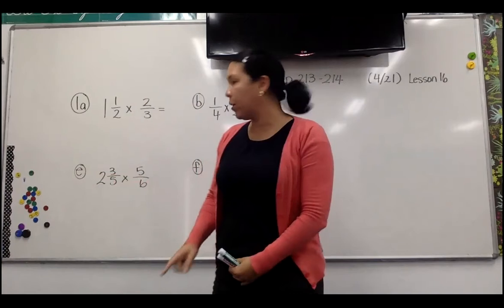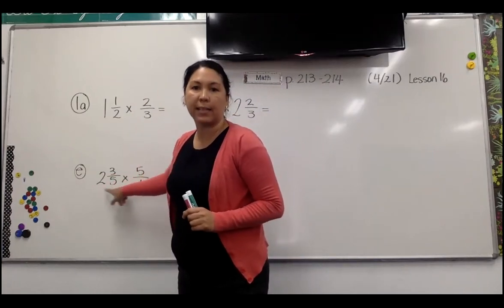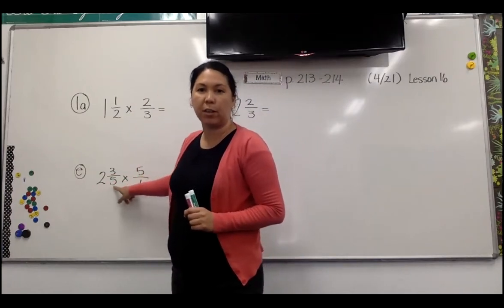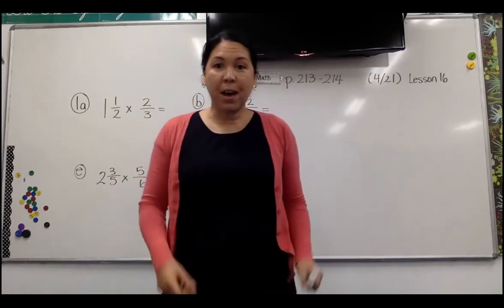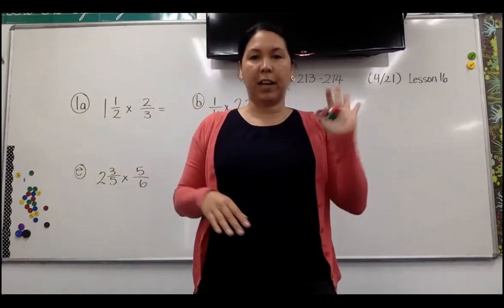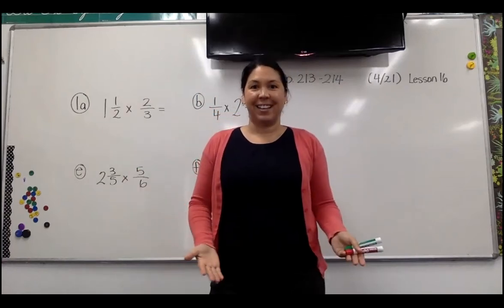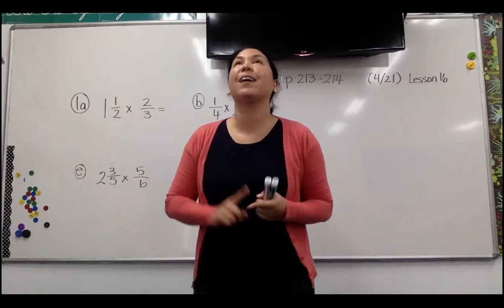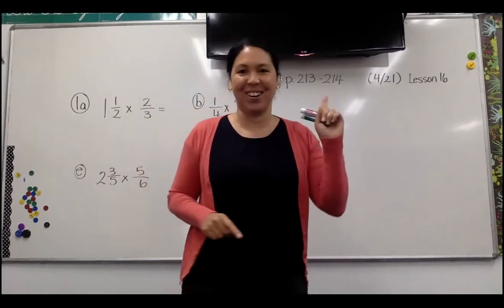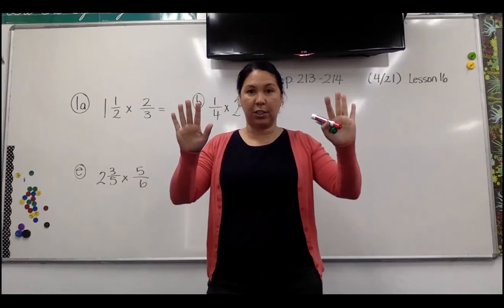Remember, a mixed number is a number with a whole number and a fraction. So it's mixed because there's two types of numbers here. There's a whole number and there's a fraction. We're going to multiply a whole number times a fraction. And the rule is you can't multiply a mixed number times a fraction. You only can multiply fractions times fractions.